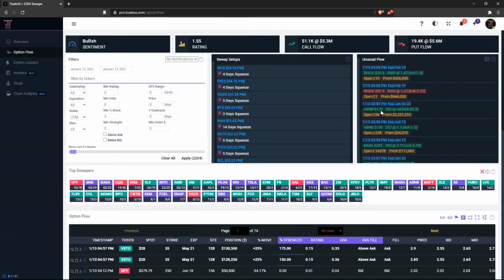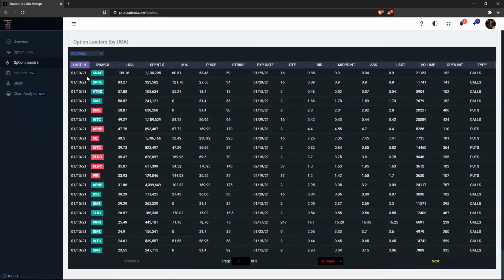So on this screen here, it's only one order, right? Like one person buying it as a sweep. Option flow, those are transactions by one person, one company, one bank, whatever the entity is. And then here, option leaders, it's everyone and whoever is just buying all day. This is an all-day calculation, right?